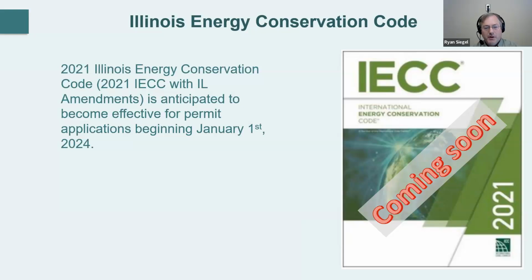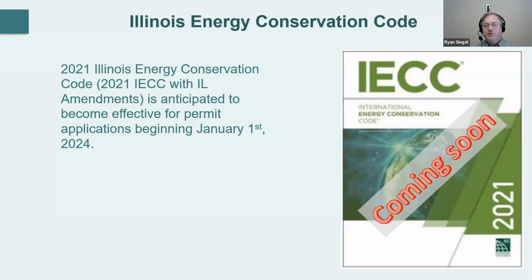The Capital Development Board is meeting today. Hopefully they will finalize that. The present recommendation from the CDB staff is that the effective date be January 1st of 2024 for the 2021 IECC. That effective date being January 1st would mean any projects with a permit application date of January 1st, 2024, going forward would need to comply with the 2021 IECC.